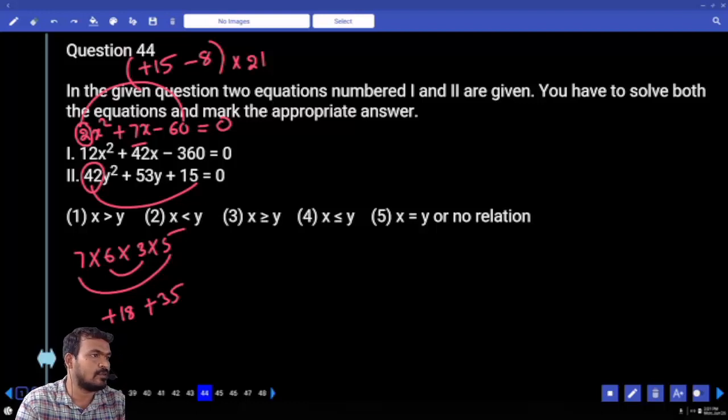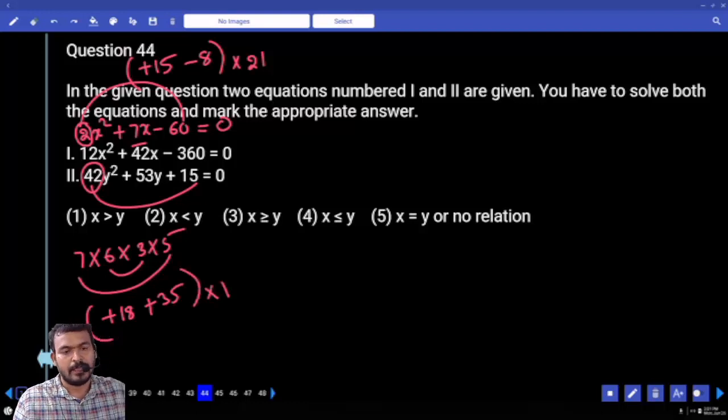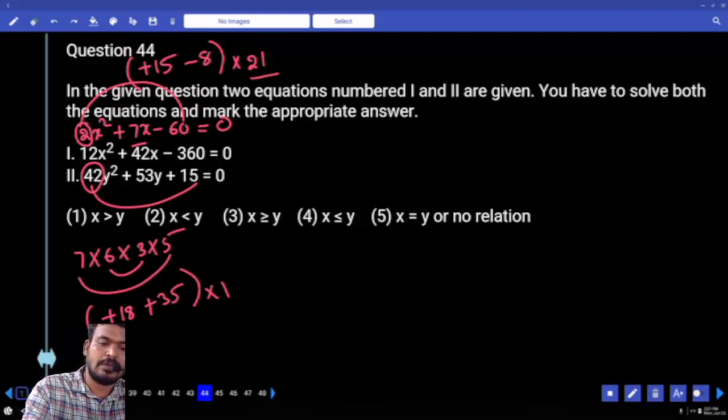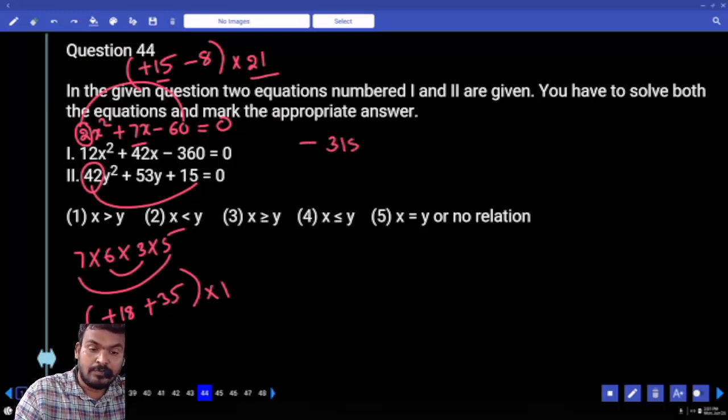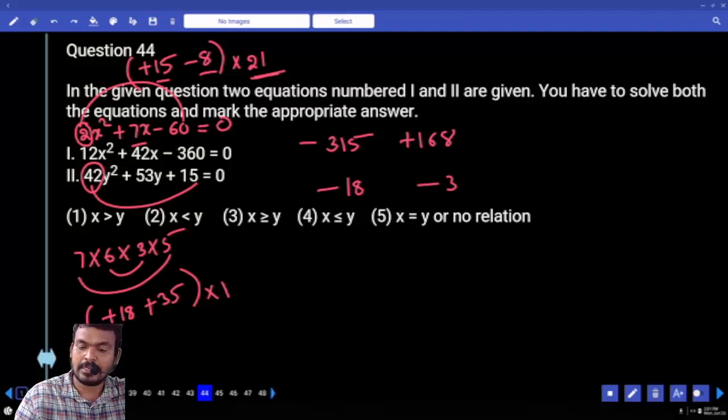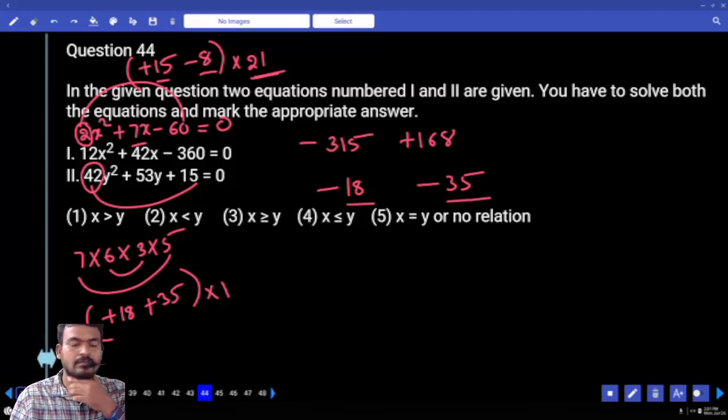Initial roots are positive, but those roots are multiplied by 1 time or 2 times? 1 time. What are the x final roots? 21 into 15 minus 21 into 15, that is 315. Next, another one 21 into 8 plus 168. Second one minus 18 minus 35. Negative 315 compared to these two values is less than, but the positive value compared to negative values is greater.